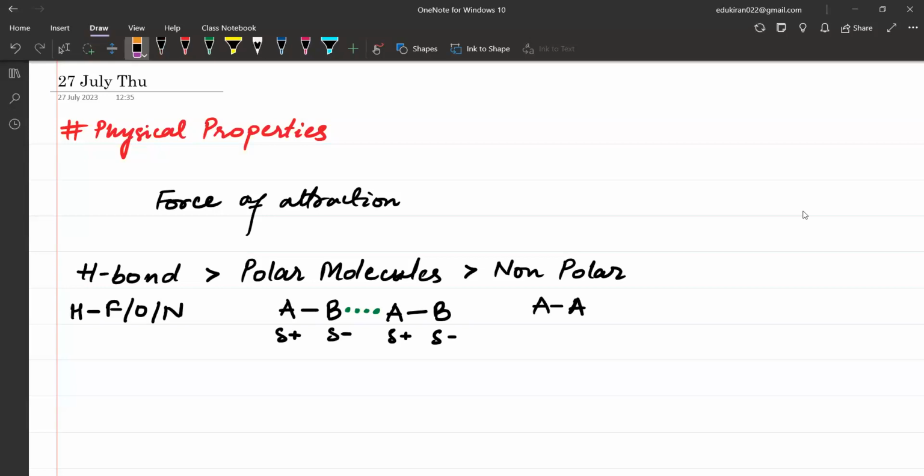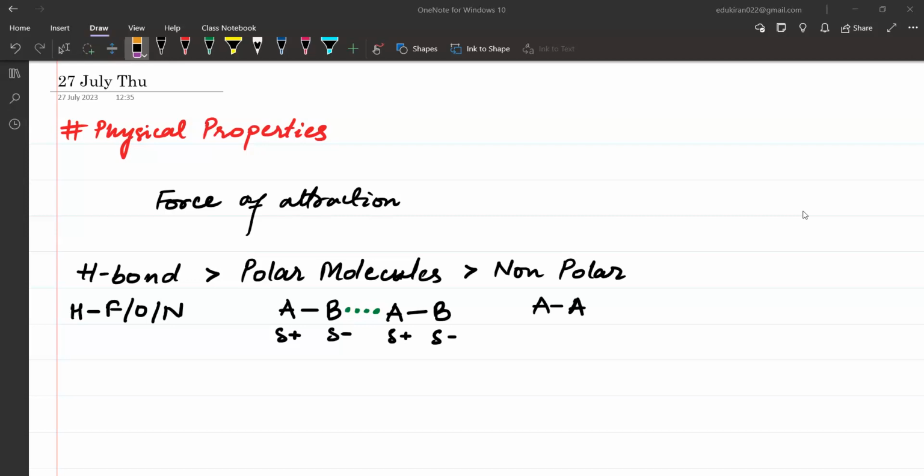Did all of you understand this? Yes or no? Please tell me. Hydrogen bond, polar molecules, and non-polar. Whenever there is hydrogen bonded to fluorine, oxygen, or nitrogen, it is going to have a hydrogen bond. Polar bonds exist when there is an electronegativity difference between two atoms. Non-polar when there is no electronegativity difference between the two atoms. All of you got this? Yes or no?